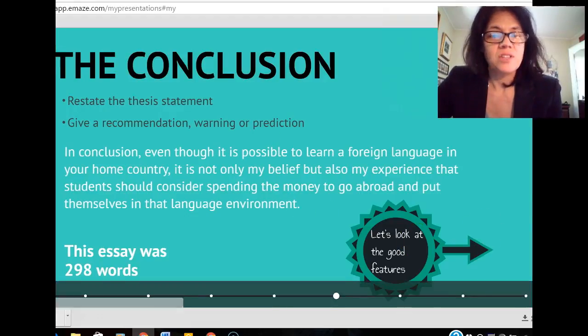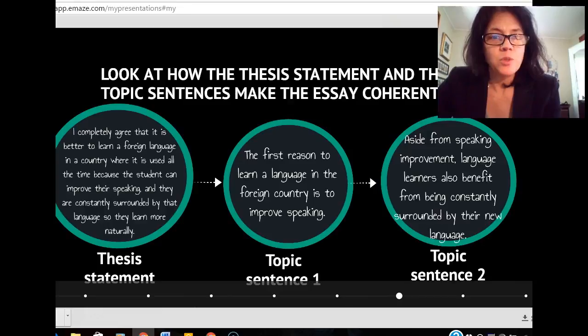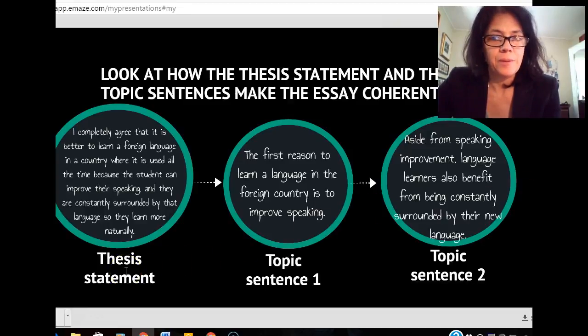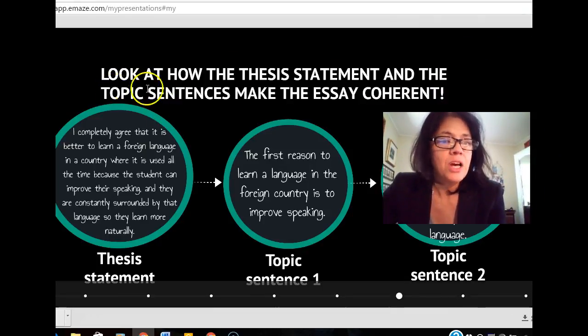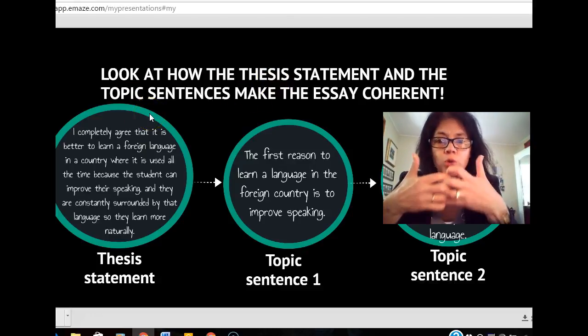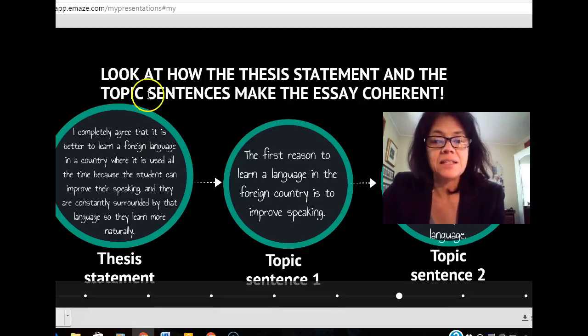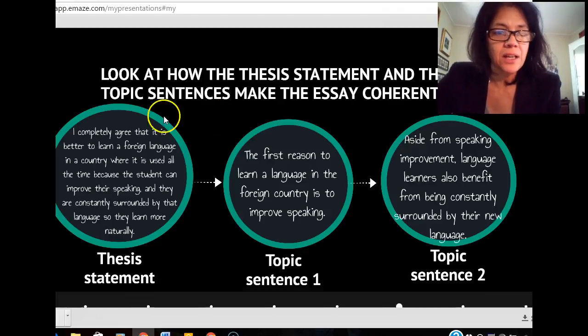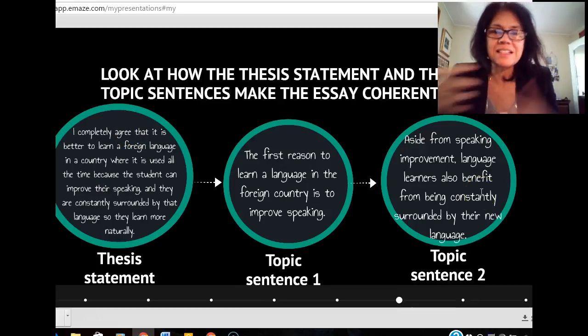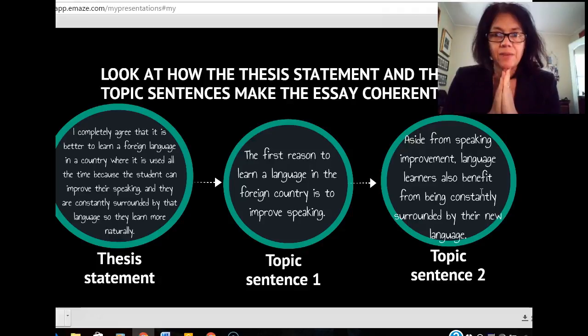Let's look at the good features of this essay. The first one is the thesis statement. Just read here first and then I'll move my face again. Look at how the thesis statement and the topic sentences all go together. They make the essay coherent, and coherence takes up 25%, a quarter of your mark. Now, I'm going to stop talking, read these three sentences and see how they match. Have a look.